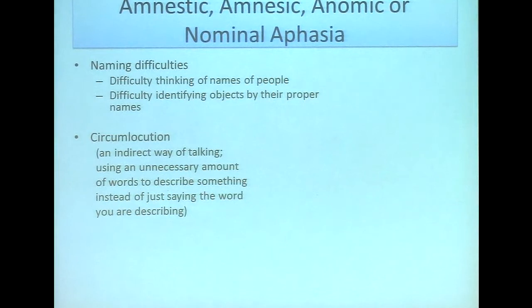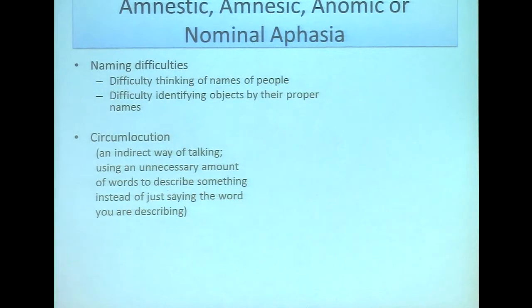Now, you get amnesic, anomic, and nominal aphasia, and they all mean the same thing. Okay. Just to keep life interesting. So if you read in one book about nominal aphasia, in another book you read about amnesic aphasia, they're the same thing. Ultimately it means that the person has naming difficulties. They have difficulty giving the names of things. So they'll have difficulty thinking of names of people, and I'm not talking about the normal day-to-day difficulties we have thinking of people's names. This is quite a severe disorder. Or they have difficulty identifying objects by their proper names.